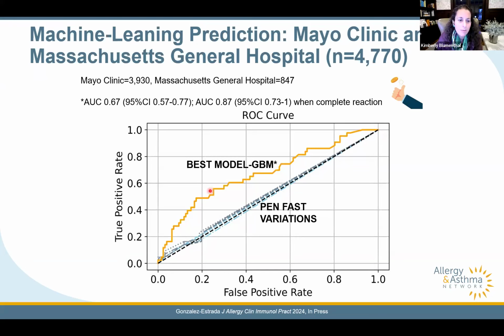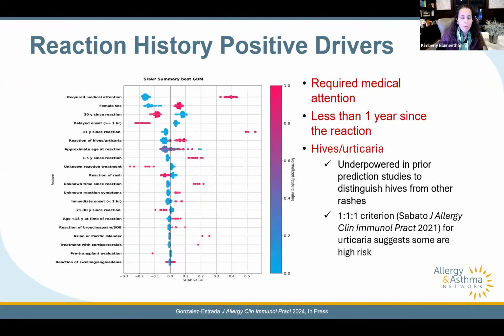We were able to make a better prediction model. That's this one that's in the yellow-orange, and this was with using machine learning. But it's useful to just recognize that maybe data-driven prediction models are going to outperform our own clinical judgment, which can sometimes be random, but they might not all be ready for prime time. In this model, I wanted to show you our best model, that orange one. We were able to see that a few new factors, requiring medical attention, less than 1 year since the reaction, and hives, were drivers of having a confirmed allergy.